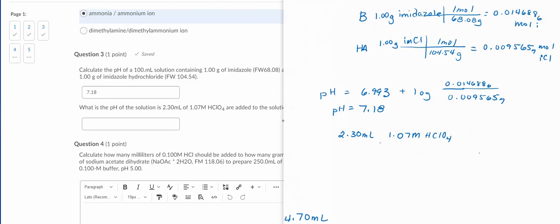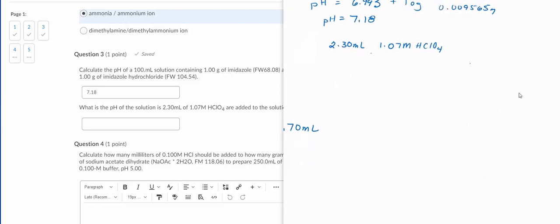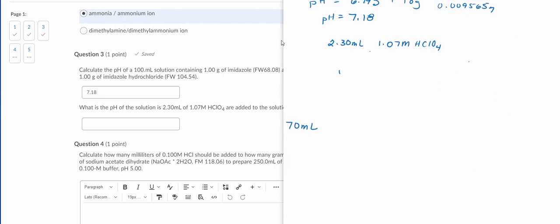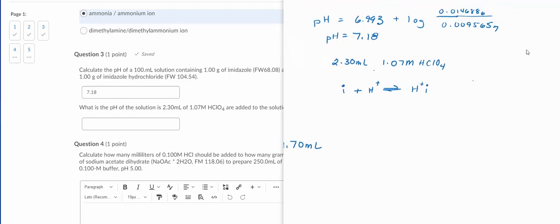Well, now we need to play some buffer games. So we have our imidazole, and it's going to react with an acid in order to form our protonated imidazole. We know we have this amount. I just pushed it off the screen. So we have 0.0146886 amount of our imidazole. This is moles. And now we're adding this strong acid. When we add that strong acid, we're going to subtract the moles of our acid.